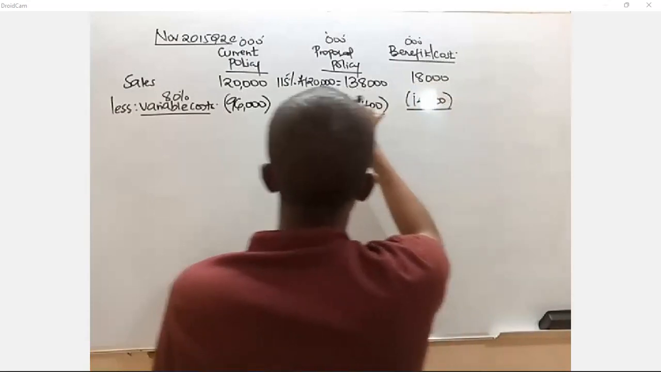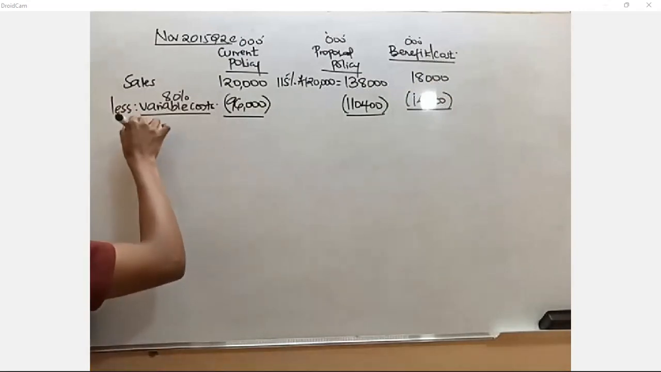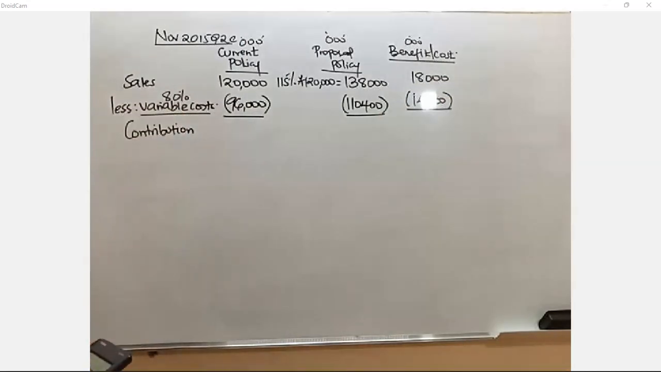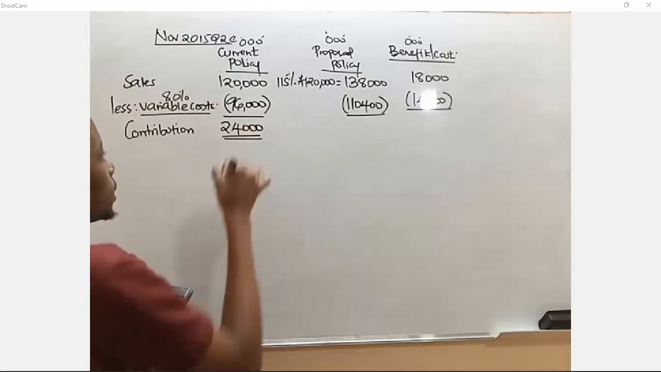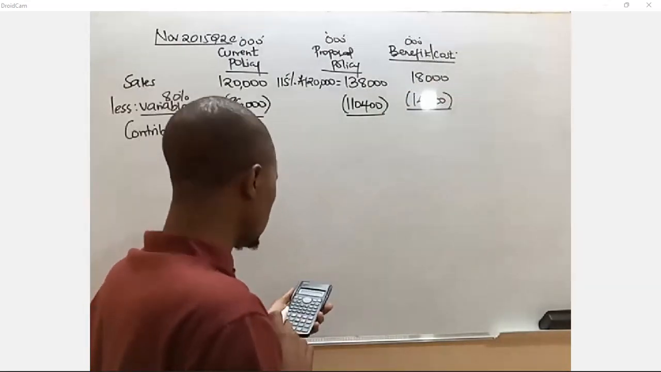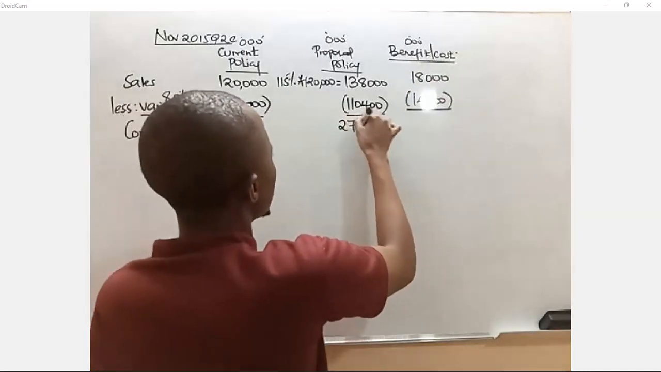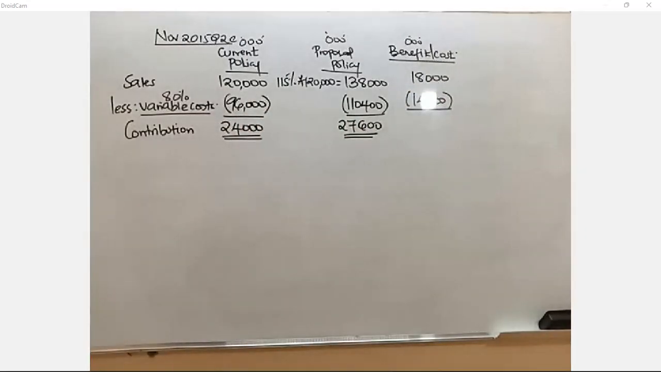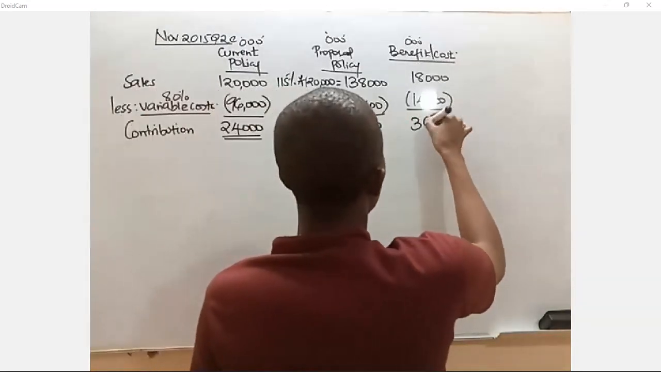Right? So how much is our contribution? The first one will be 120,000 minus 96,000, getting 24,000, and you lock it here. Like that. Then you go to 138,000 minus 110,400, getting 27,600. What is the difference? Right? There is an improvement. There is a benefit here in terms of the contribution of around 3,600.